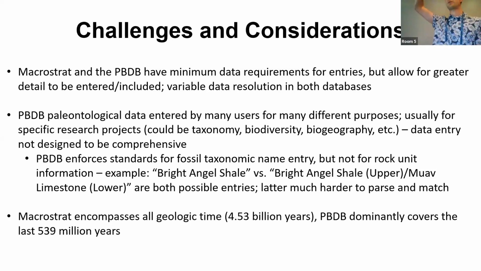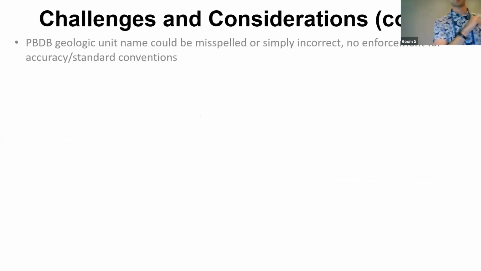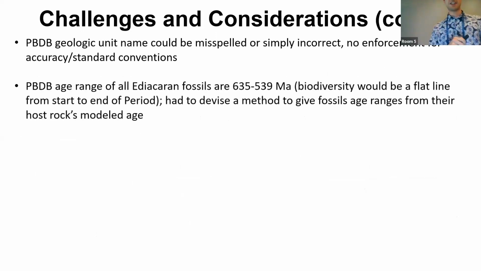So the oldest rocks that we have on the North American continent, which approach 4 billion years old in the Canadian Craton, to the youngest cover, whereas the PBDB only covers those periods where we have large complex fossils. And again, geologic unit names can be misspelled or incorrect in the PBDB. The age range of all Ediacaran fossils, those earliest animals, is 539 to 635 million years, which is 96 million years. So if you were to plot that in terms of biodiversity, it'd be a flat line, right?